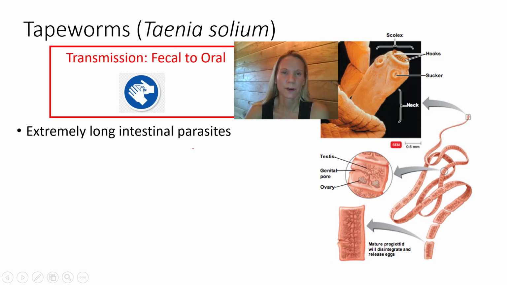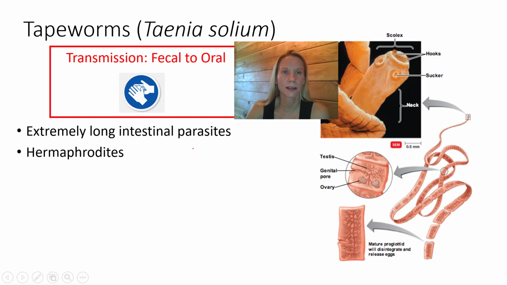Yay! Tapeworms. Wow. Okay, tapeworms. Here's one particular species, Taenia solium. Extremely long intestinal parasites. Boy, these can get to be about 25 feet. These can be very, very long. And they can survive for about 20 years inside of the body. Fecal to oral, so the eggs are passed in feces and then transmitted to a healthy host by fomites or from contaminated food or water.